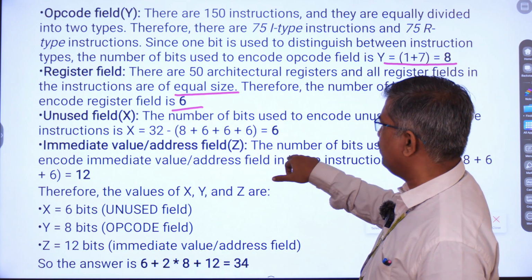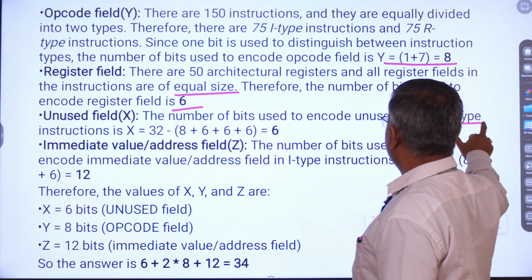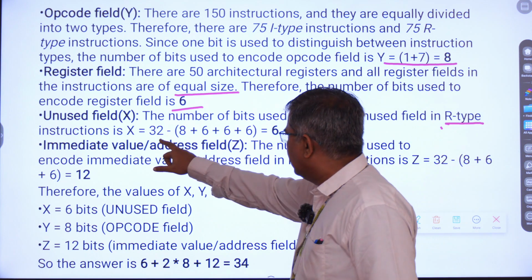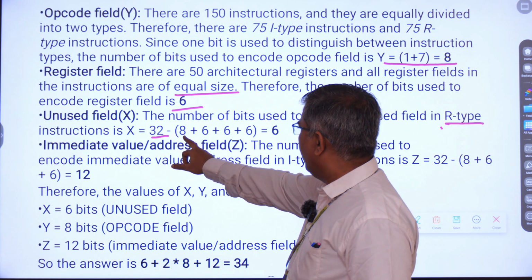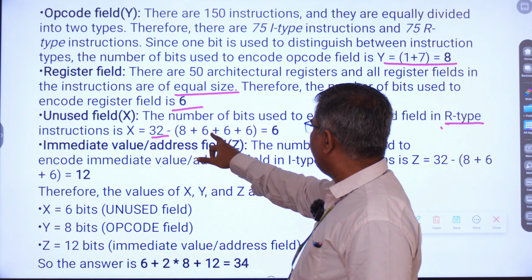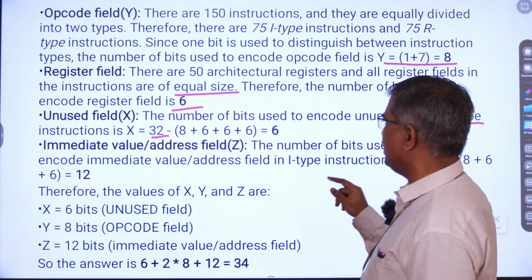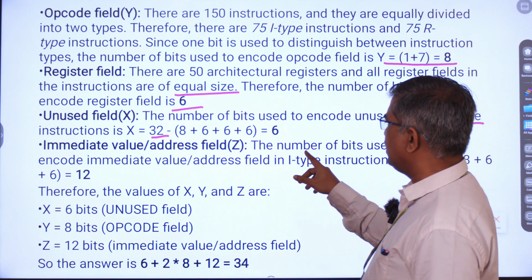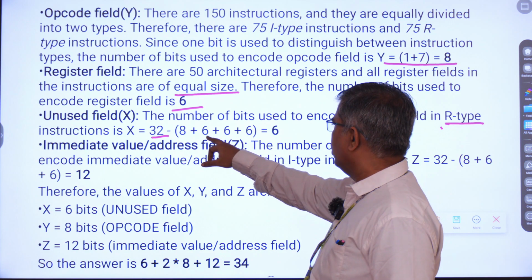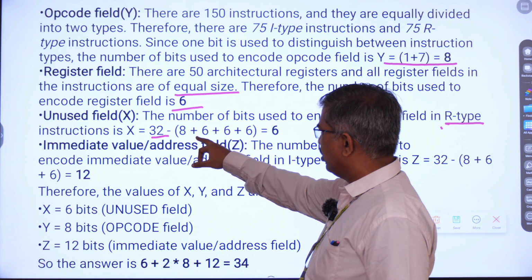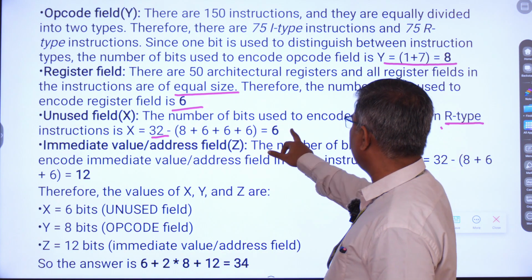Next, the X value: the number of bits used to encode the unused field in the R type instruction. That is 32 minus 8, which is the output field, and these are the 3 registers. So 3 into 6 is 18, that is 6 plus 6 plus 6. So 8 plus 6 plus 6 plus 6 is 26. 32 minus 26, we will have 6.